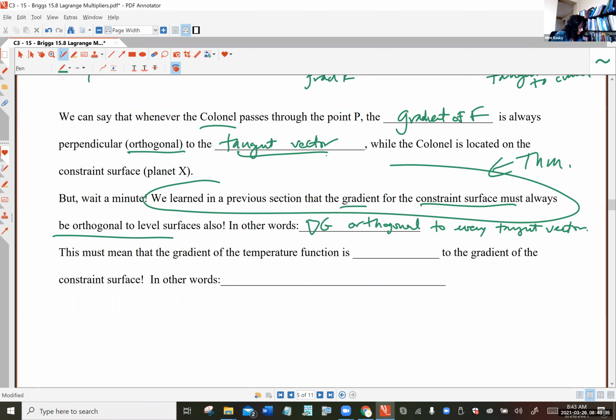So what does that mean? We're saying that both del F and del G, both gradients, are orthogonal to the tangent vector. Can you have both of those orthogonal at the same time? Yeah. Does that mean they're equal? No, but it does mean they're parallel to each other.